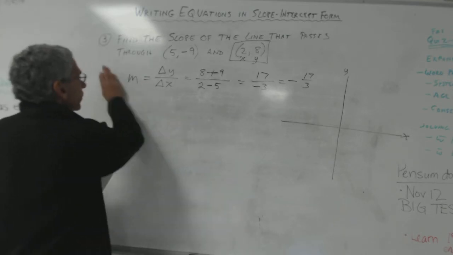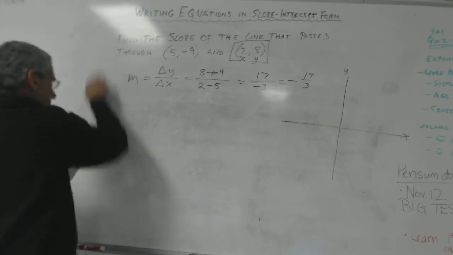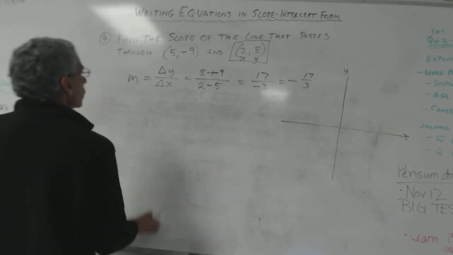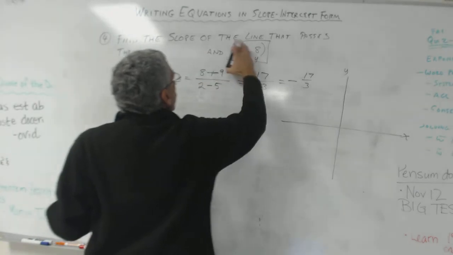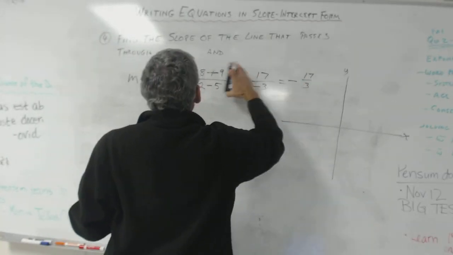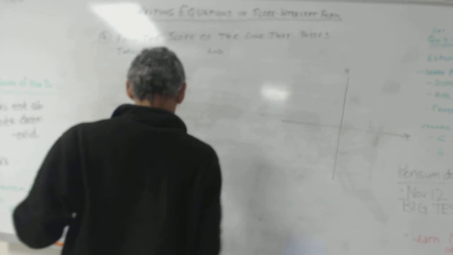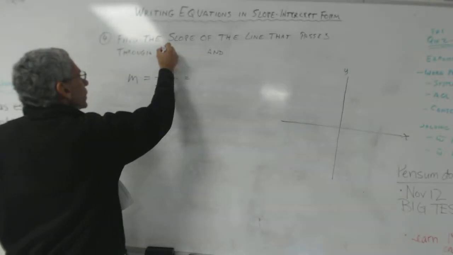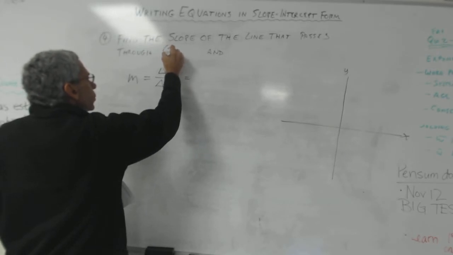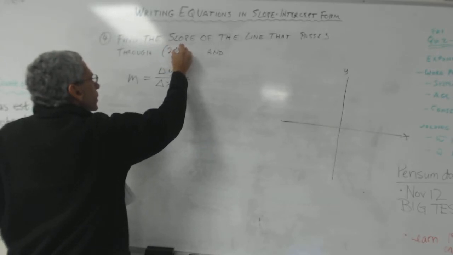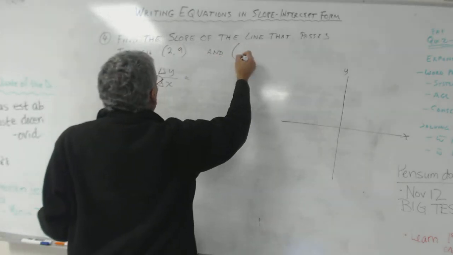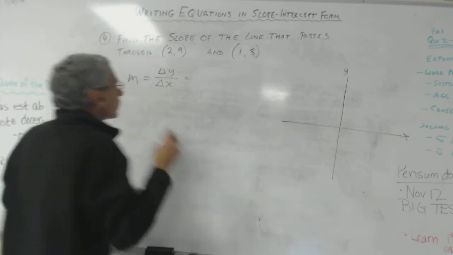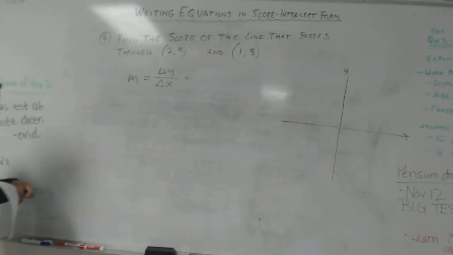But now let's do one more problem. Let's make this 4. We'll just practice one more, so we'll do different points. We'll get rid of this, keep that. So we've got: find the slope of the line that passes through... let's do something simple like (2, 9) and (1, 8). So what would it be?